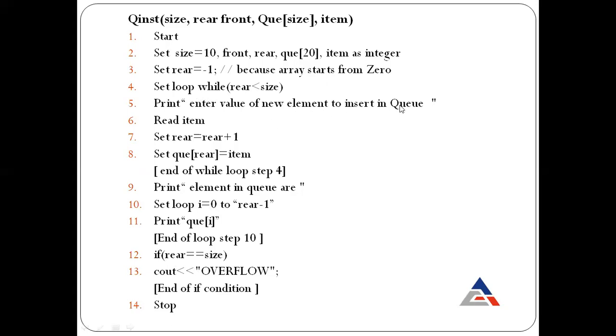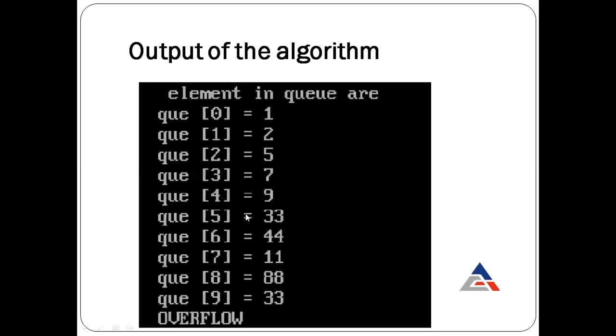Please enter the value of the element you want to insert. You enter the first value, rear is equal to rear plus 1, you enter the second value, then rear equal to rear plus 1, third value, again plus 1, fourth, fifth, sixth, seventh, eighth, ninth, again rear equal to rear plus 1, that becomes 10. So you can enter only 10 elements there, not more than 10. If you try to insert more than 10, you get the message overflow. When we go for the lab, we will perform this action to see how overflow occurs.